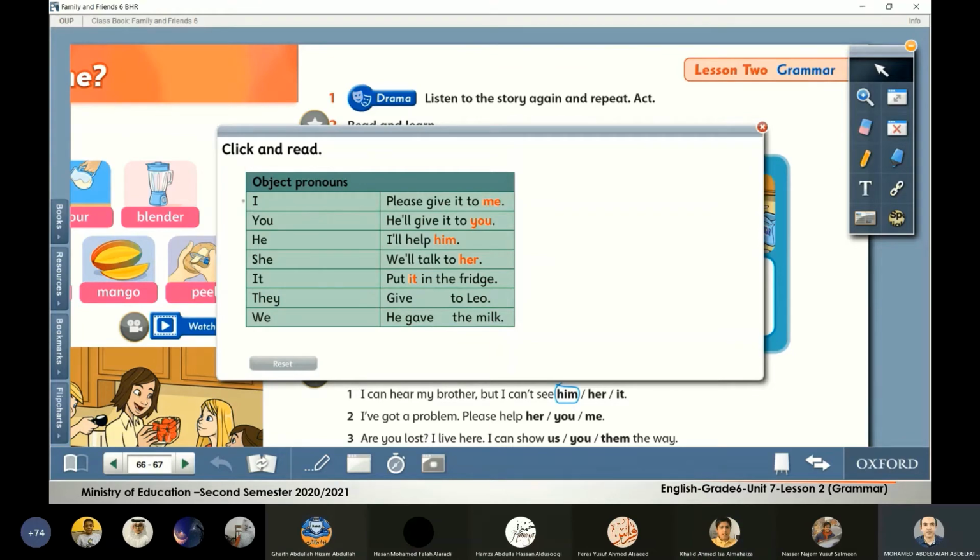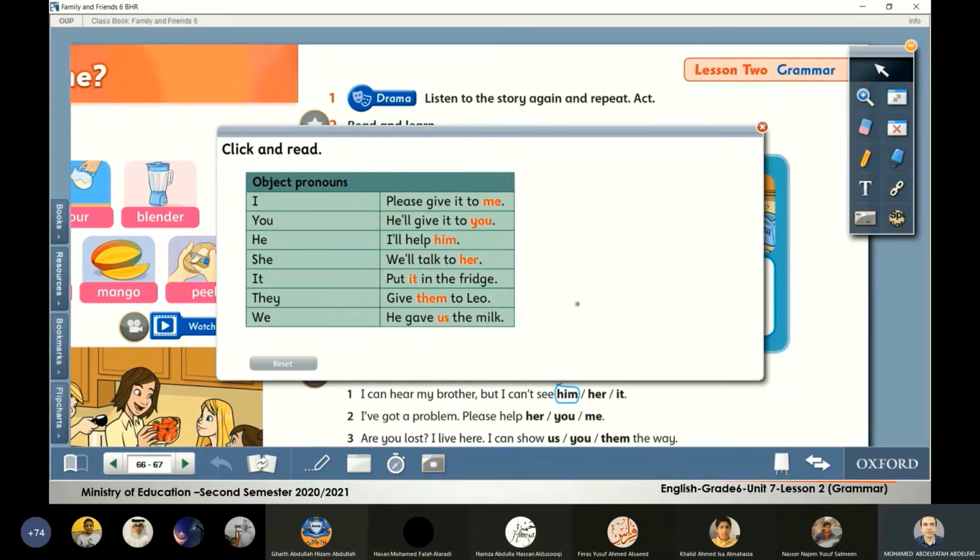They is a subject pronoun. What is the object pronoun of they? Them. Give what to Leo? Them. Give them to Leo. Bravo. The last one, the subject pronoun here is we. We. He gave what? The milk. Excellent. Us. Awesome answers.